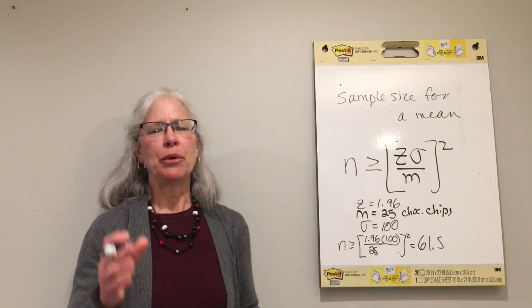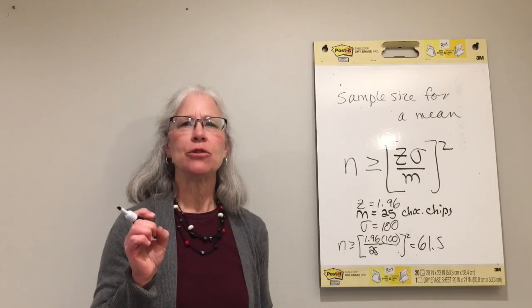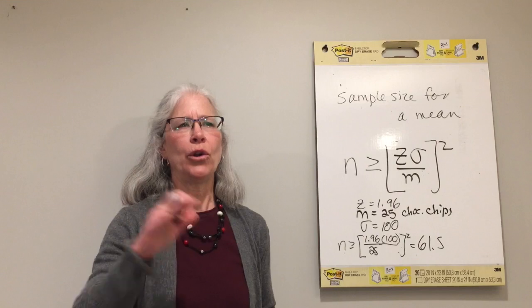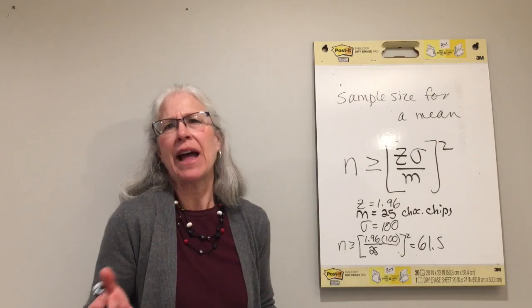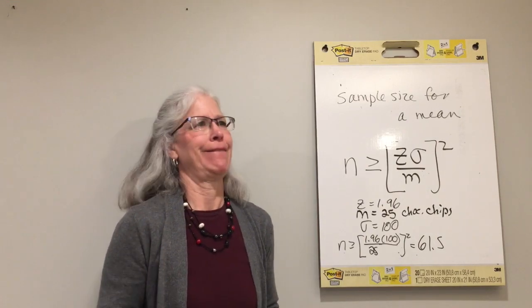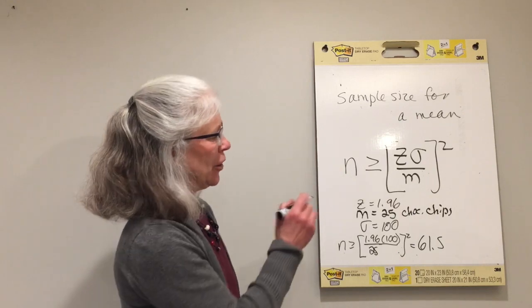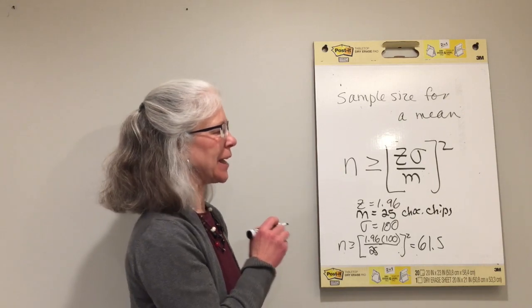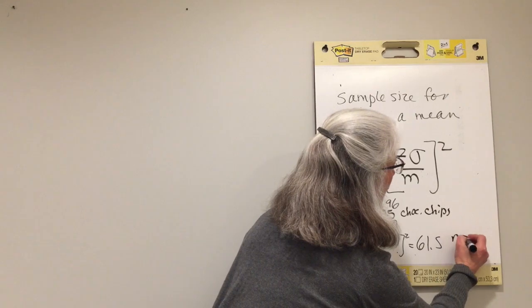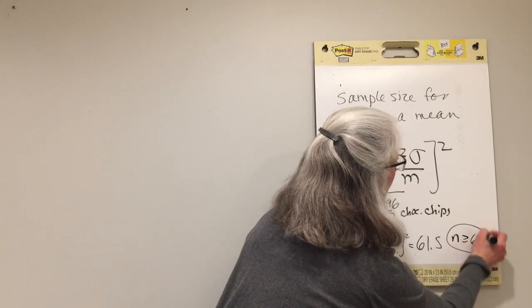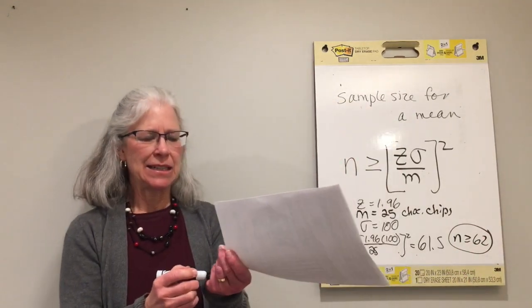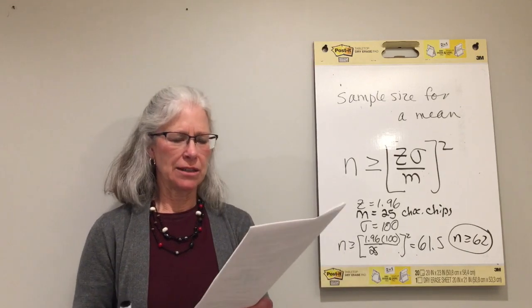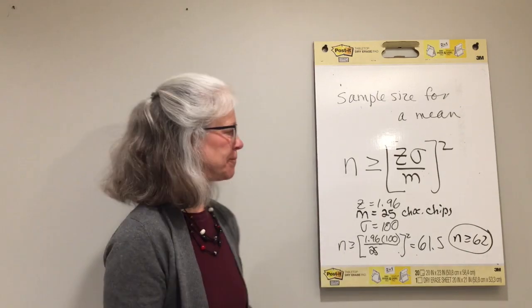But we can't sample half of a bag. We need to always have a whole number for sample size. You can't sample half a person or half of a lot of different things. So in this case, and in every case, we round up. So we would need at least 62 bags of cookies.